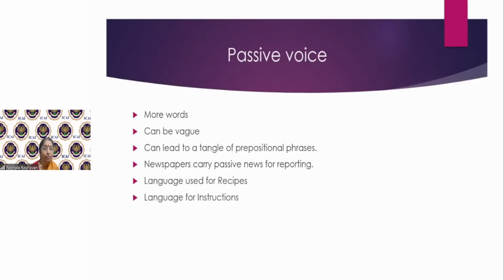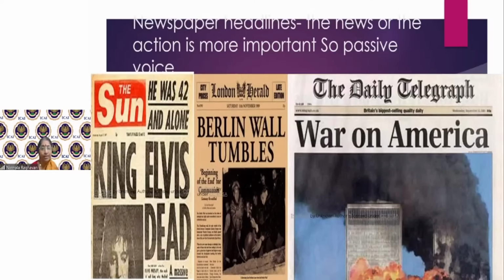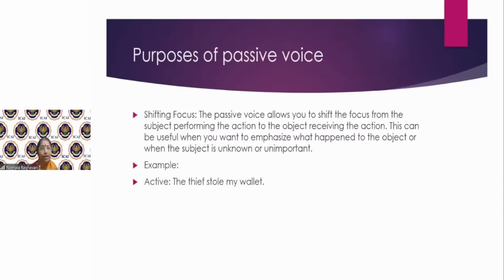So passive voice has more words. It can be vague sometimes because you don't get to know the subject at one shot. It can lead to a tangle of prepositional phrases. Newspapers carry passive news for reporting. Language used for recipes, language used for instructions. Now, this is newspaper headlines. The news or the action is more important, so it's in passive voice.